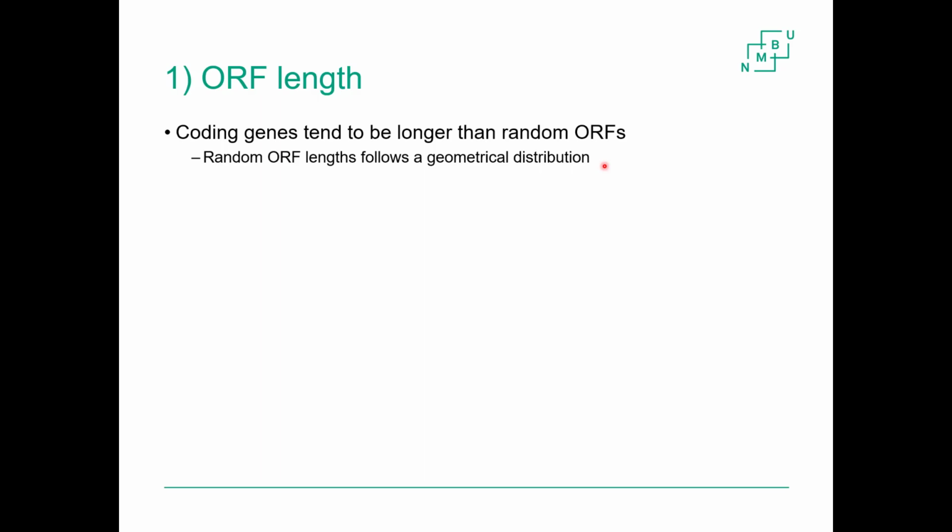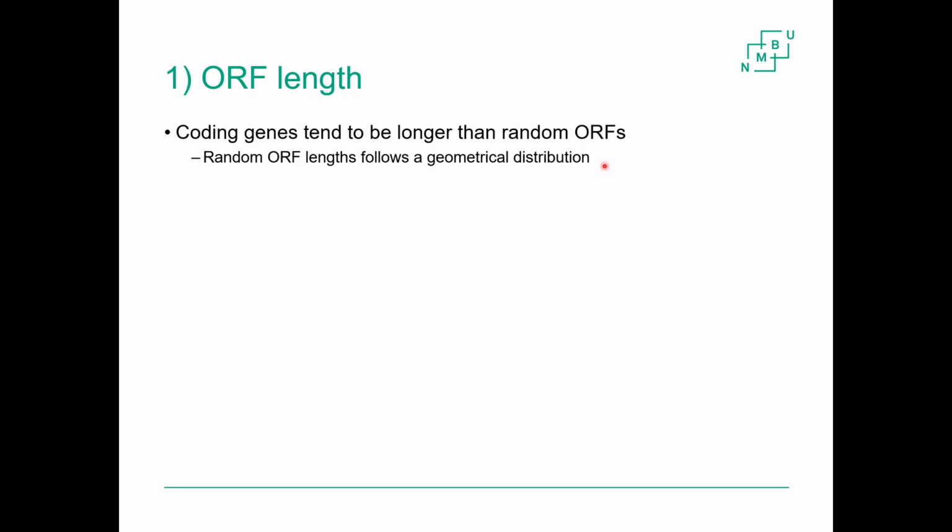Rather small, I suppose, but not 0. And if it's a stop, then you are at the end of the ORF, and the length is 1, right? But if it's not a stop, then you add 1 codon and you flip your coin again. Is the next codon a stop? And if it's not, then you add another codon and you flip the coin again, right?